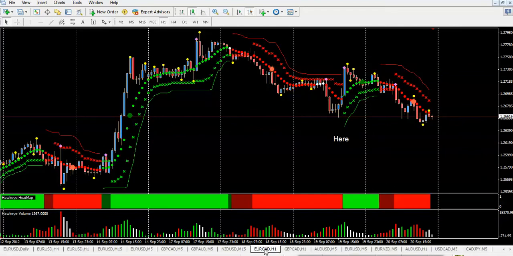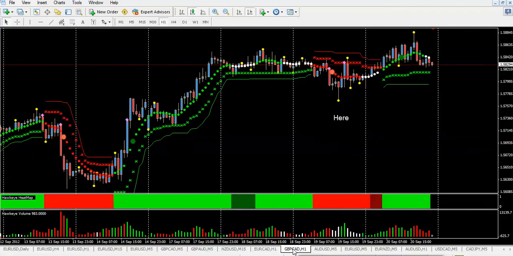On Wednesday we had a small loser here, relatively small because it was an hourly chart. Got the signal to enter here, but it pulled straight back, so we were out pretty quickly. Pound CAD here, interesting little scenario. I just want to talk you through this.